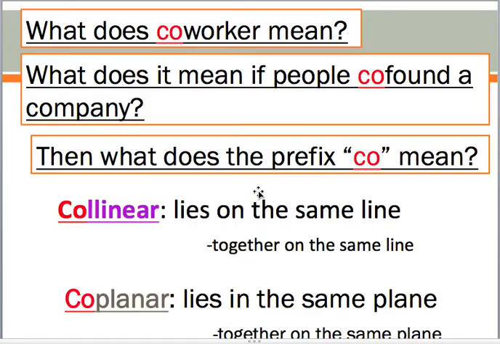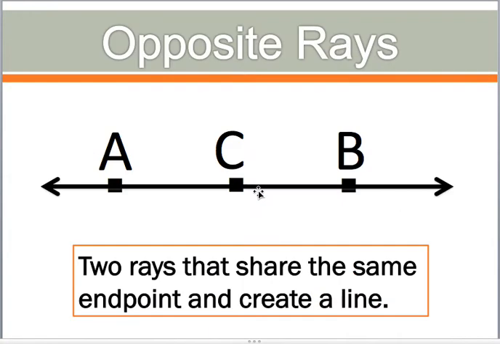There's actually not a way to label opposite rays. You just have to refer to them in a phrase or a sentence, like opposite ray CB and ray CA. So there's no specific symbol. You just use the same symbols you were using for rays.